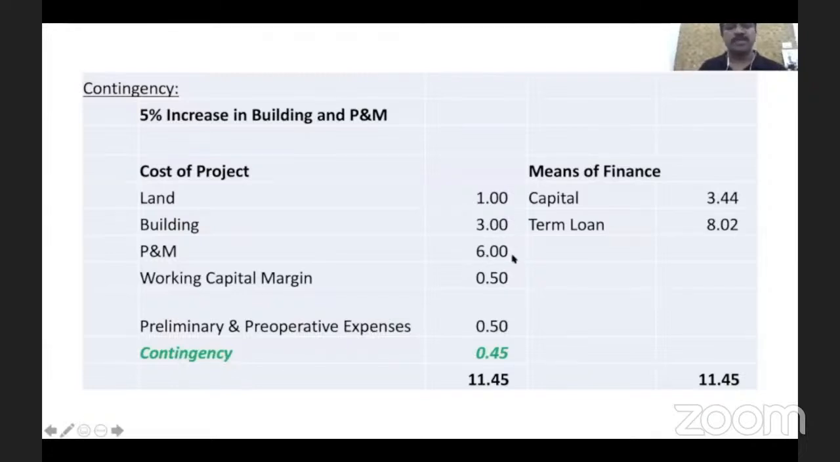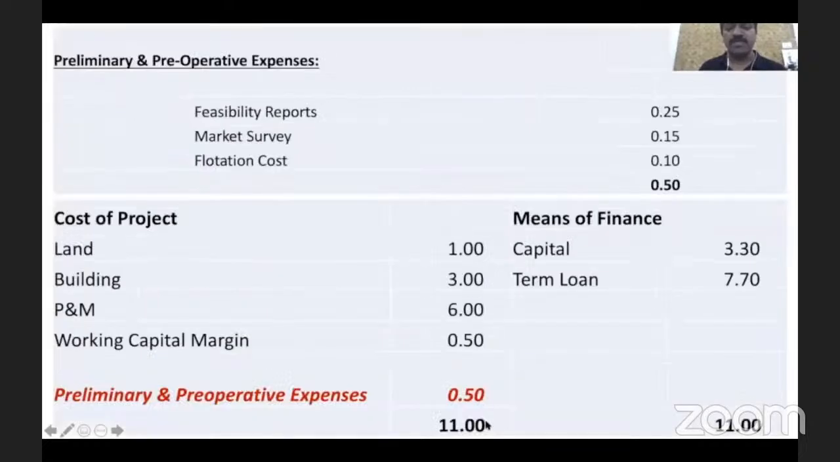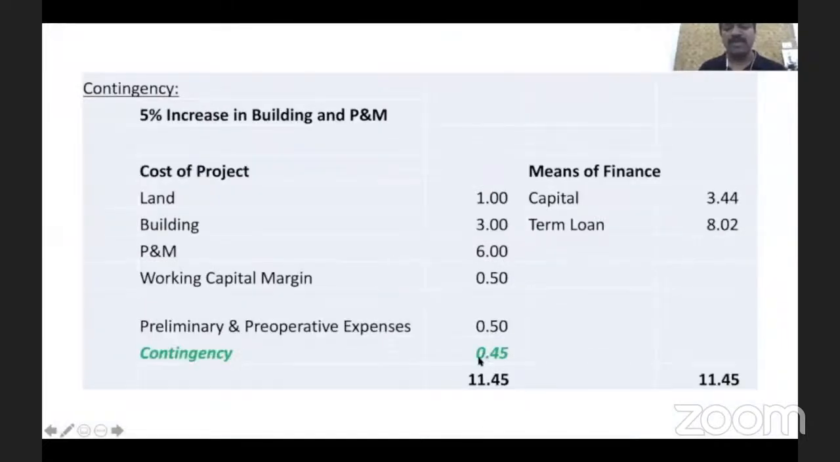Okay, so 3 crore plus 6 crore, 9 crore. 9 crore into 5% is 0.45. So already we had how much? We had 11 crore. With 11 crore, this 0.45 is added. It means now the cost of the project is 11.45 crore. Remember, we started with 10 crore. Now it has become 11.45 crore.